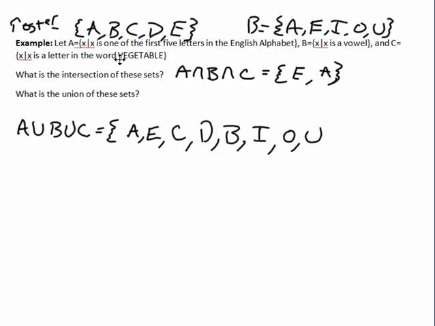And now I want to list for C any of the letters in the word vegetable that aren't in A and B. So V would be another one. G. T. I feel like I'm on Wheel of Fortune right now. And L. So that is the union of these three sets.